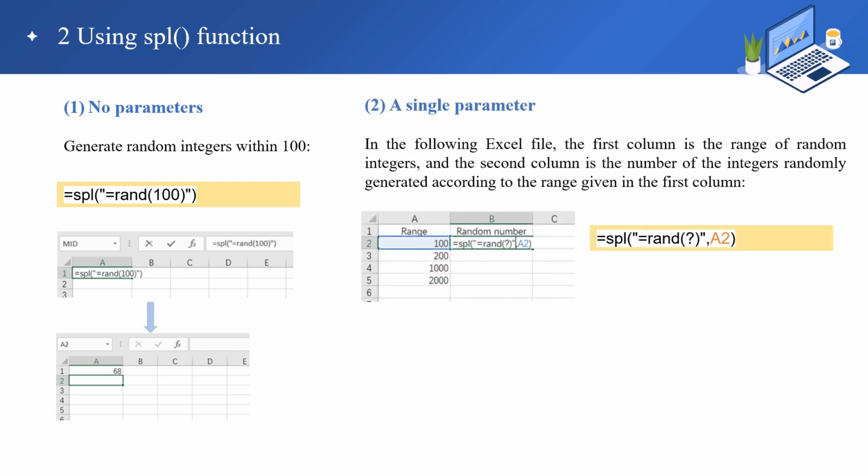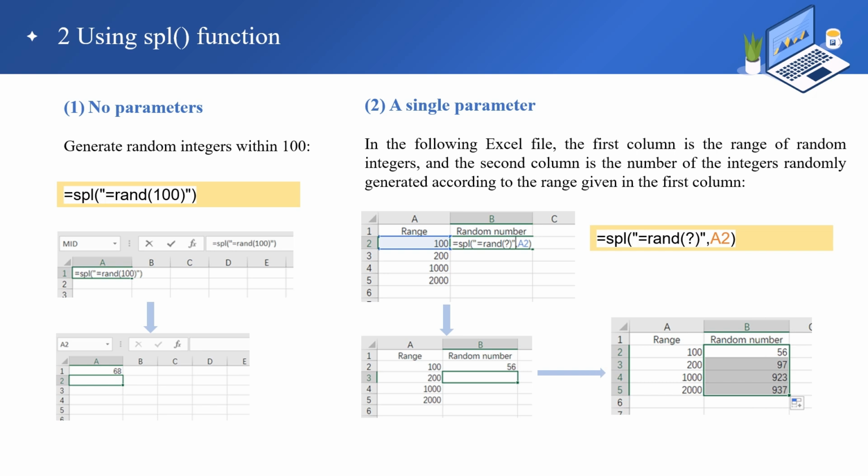2. A single parameter. In the following Excel file, the first column is the range of random integers, and the second column is the number of the integers randomly generated according to the range given in the first column. The question mark here represents the parameter A2 to be passed in. A2 has a value of 100, which means it will return a random integer within 100. Then dragging B2 down to every relevant cell can complete the calculation for the whole column.